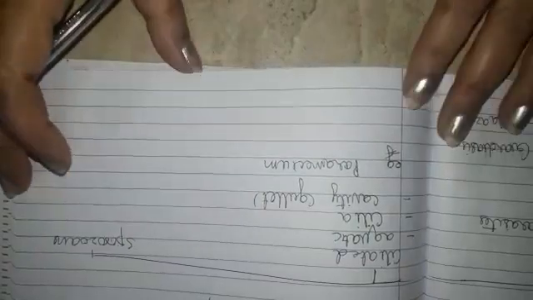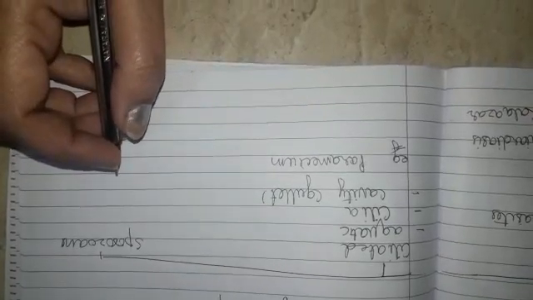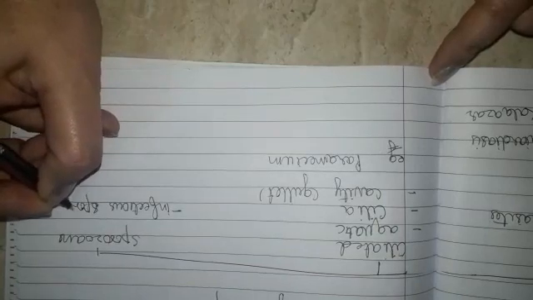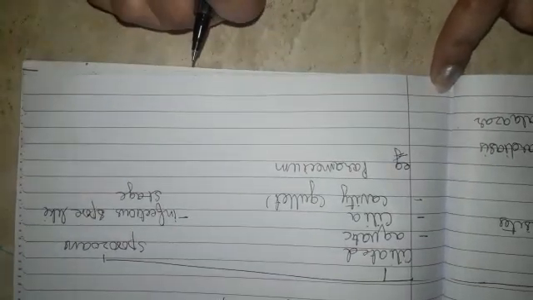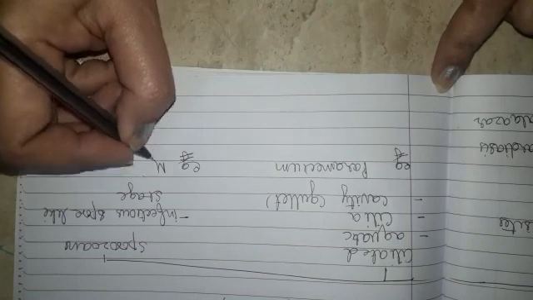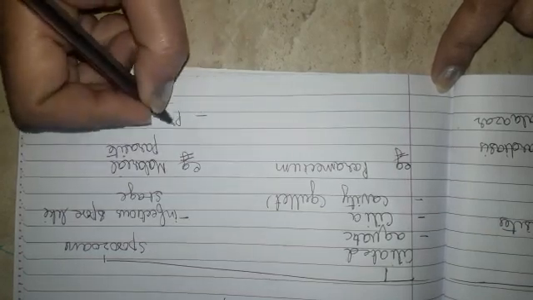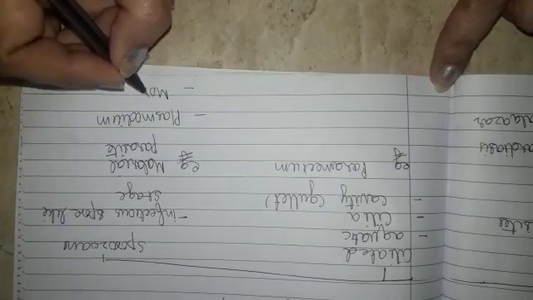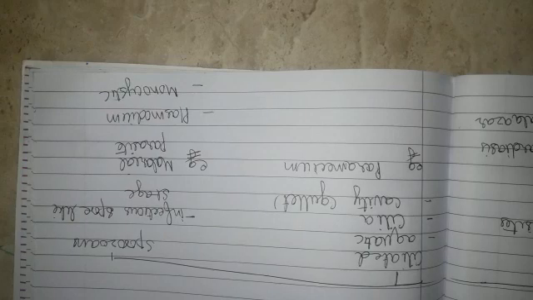The fourth type of protozoans are sporozoans, and these sporozoans have an infectious spore-like stage in their life cycle. The example of a sporozoan is the malarial parasite, Plasmodium, which causes malaria. Another example is Monocystis.